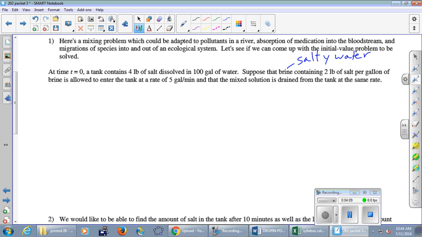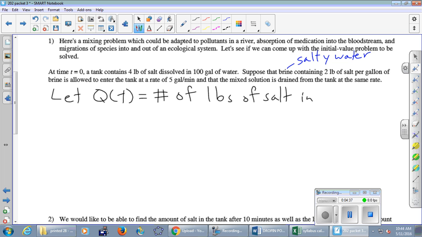And what we're going to do is try to come up with a formula that tells me how many pounds of salt are in the tank at any moment in time. That's what we're after, a formula for the number of pounds of salt in the tank at any moment in time. And so what we're going to do is just give a name to that formula. So we'll let Q of t be the number of pounds of salt in the tank at time t, which is going to be in minutes here.